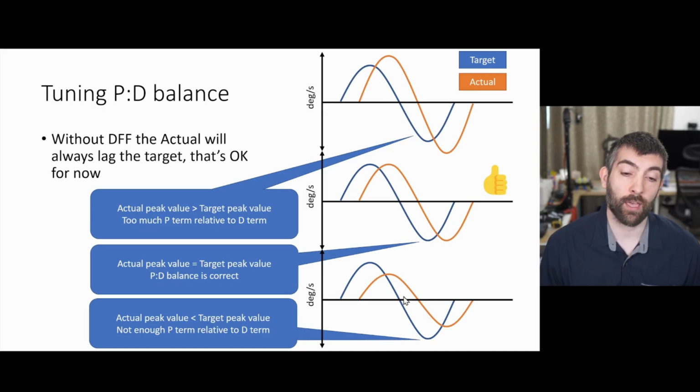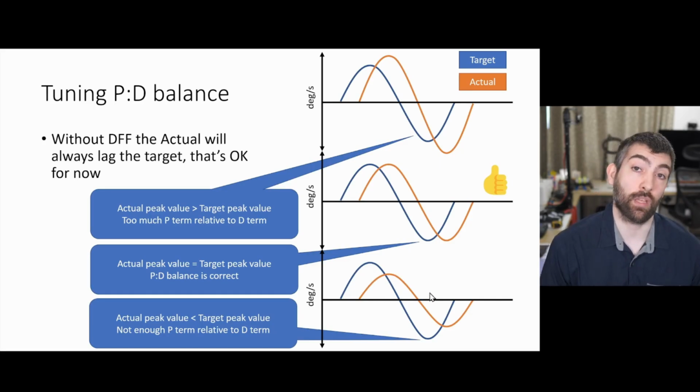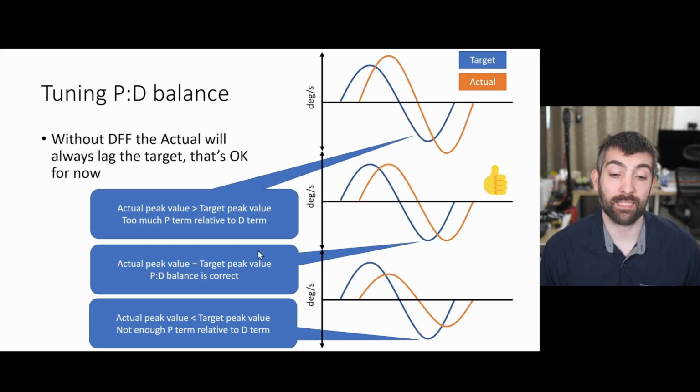If you have a target graph that is larger, where the peak is higher than in the actual graph, like this one down here, then that means that your PD balance is too d-term heavy. Your d-term is too large, and so that means that the actual movement of the quad doesn't ever reach the same peak level as the target is requesting.